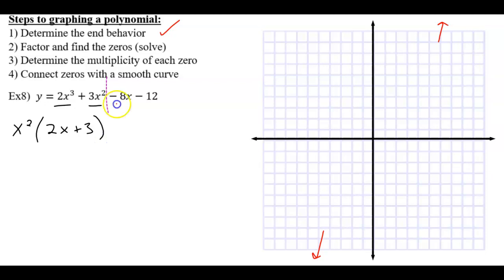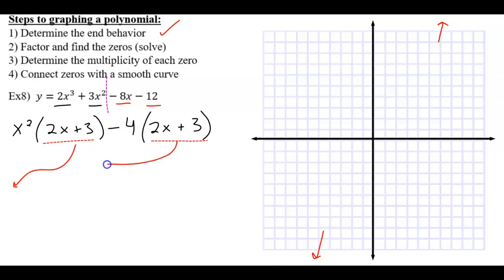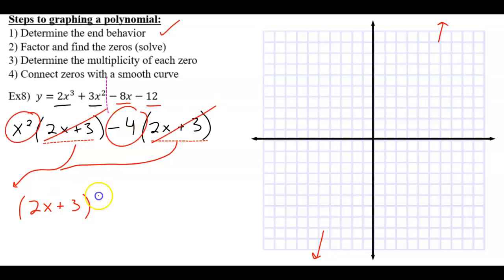Now if I look at the second half, those don't have an x in common, but -8 and -12, they're both negative, both divide by -4. If you factor out that negative, that will make the inside positive, and -8 divided by -4 is 2, and -12 divided by -4 is 3. Remember, in factoring by grouping, our goal is to always get these to be the same. So the next step is we factor that out because both of these terms have a 2x plus 3 in common. And when that's gone, I'm left with x squared minus 4.